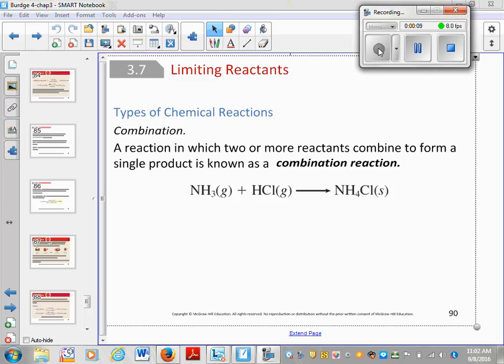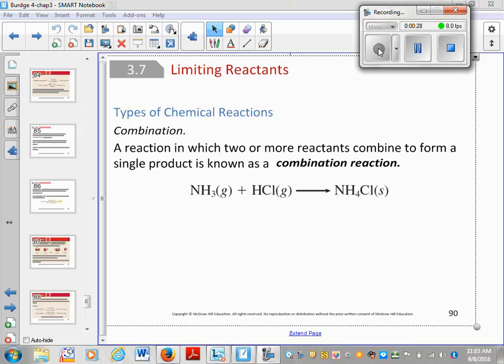So we talked about the post-stoichiometric roadmap. We talked about limiting reactants and how we know which one is going to determine how much product you're going to get. We're going to talk about classifications of chemical reactions, types.